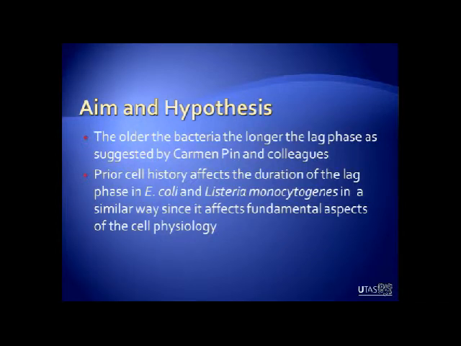This experiment aims to examine how prior cell history affects the duration of the lag phase in E. coli. From this aim, we can assume that different ages of Listeria and E. coli have different lag phases, and older bacteria have a longer lag phase.